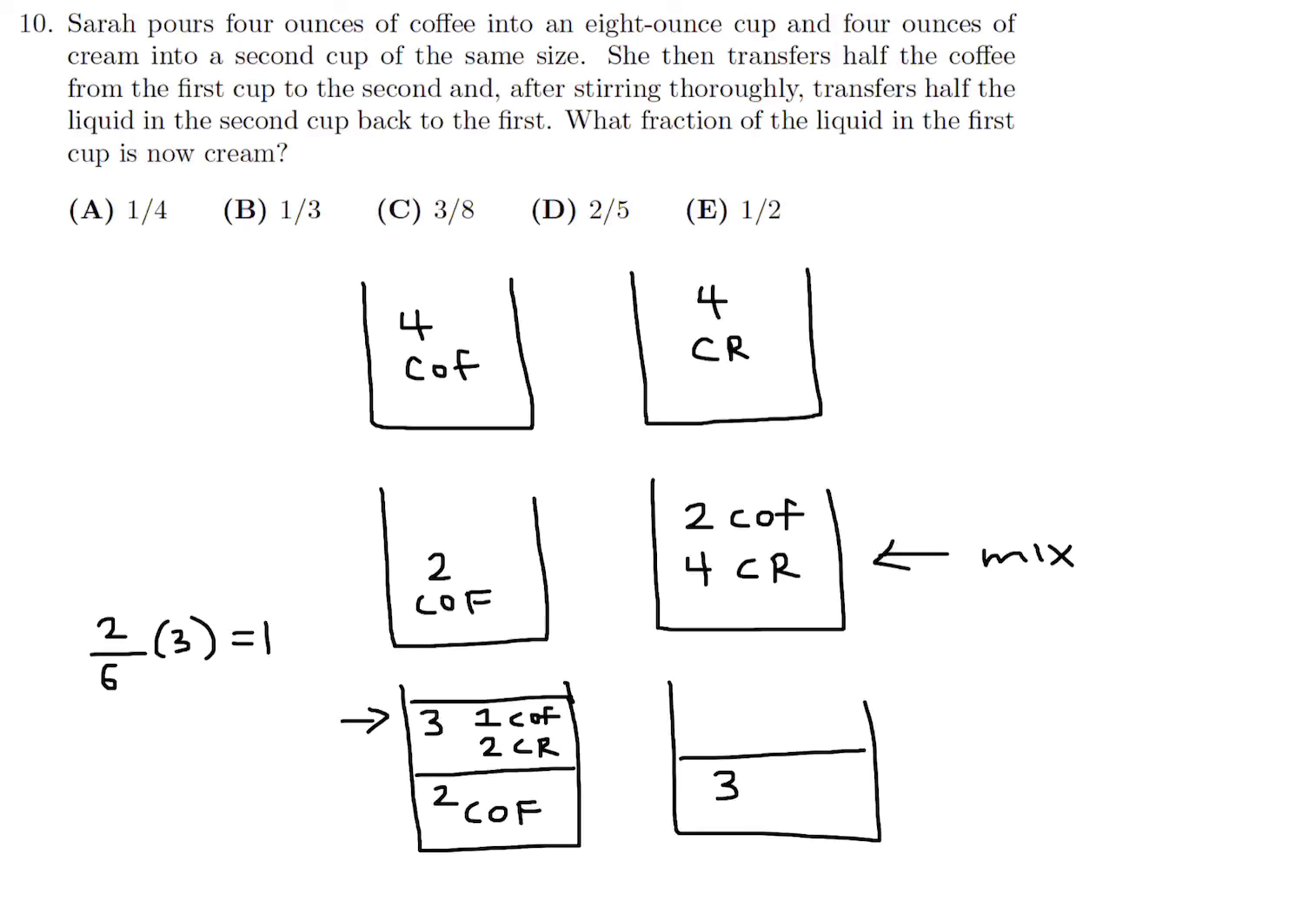Okay? So now what they're asking at the end is what fraction of the liquid in the first cup is now cream? So if you look at this, what fraction is cream? Well, we have 2 ounces of cream, and the total is 5 because it's 3 plus 2. 5 ounces of our mixture total. So therefore the ratio is 2 over 5, and that would mean for number 10, the answer is D.